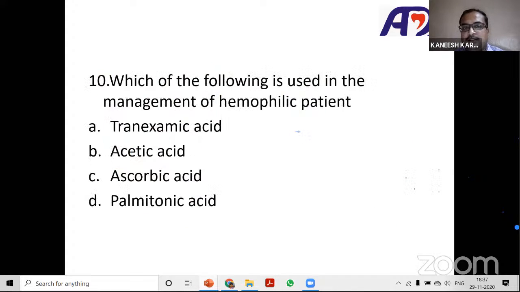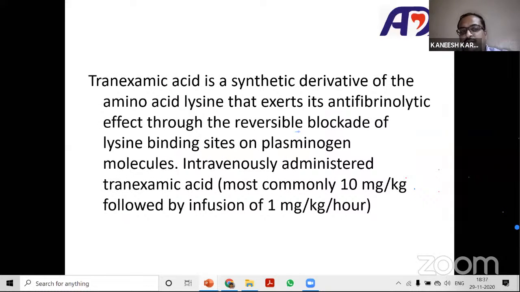Which of the following is used in the management of hemophilic patients? Yeah, tranexamic acid is a synthetic derivative of the amino acid lysine that exerts its antifibrinolytic effect through the reversible blockade of lysine binding sites on plasminogen molecules. Intravenously administered, it is 10 milligrams per kg body weight and then infusion of 1 milligram per kg per hour.